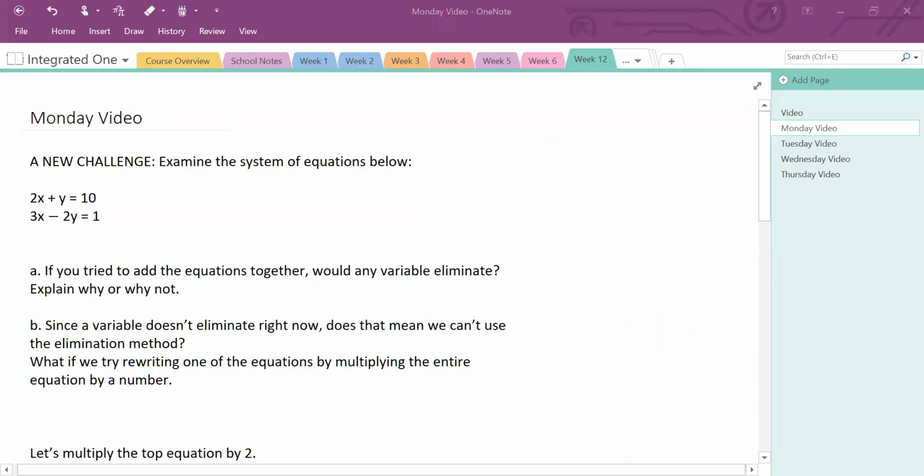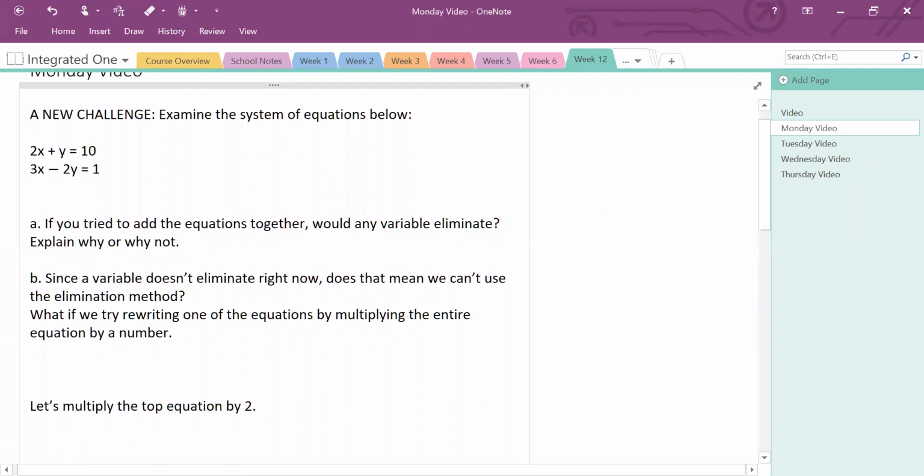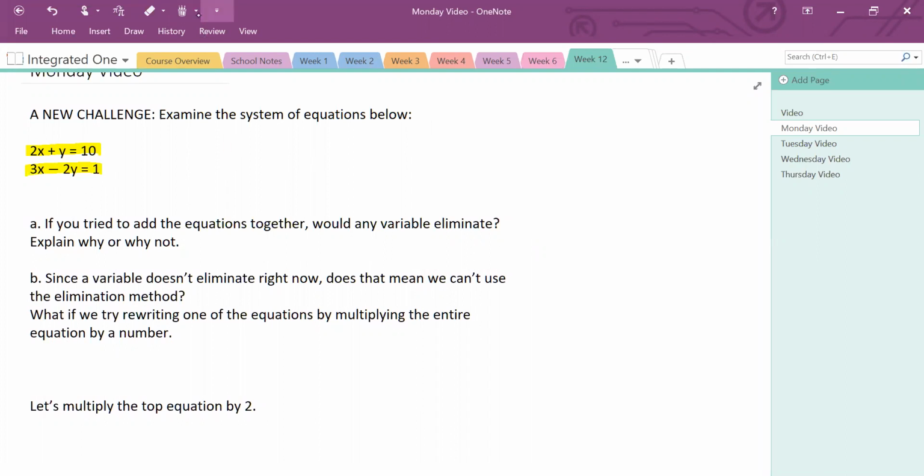We're still working on systems of equations, but now we're looking at the elimination method in a new way. Let's take a look at these two equations. Here I have 2x plus y is equal to 10, and 3x minus 2y is equal to 1. What I want to do is the elimination method. But if I do that, would any variable be eliminated? Let's check it out and see.